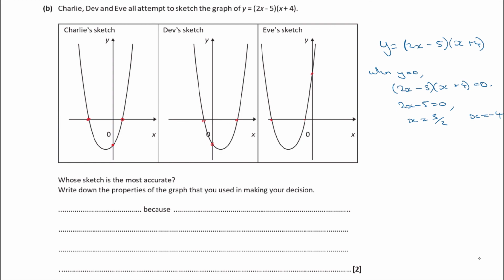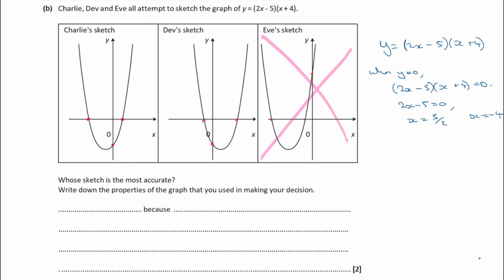Okay? So that means one of the x-intercepts has to be positive and one has to be negative. So that puts Eve's sketch right out then, isn't it? Because she's got 2 negative x-intercepts. So it's definitely not Eve's. My feeling is it's going to be Charlie's, because Charlie's is, can you see it, like the positive one is closer to the axes than the negative one, whereas Dev's is the other way around.